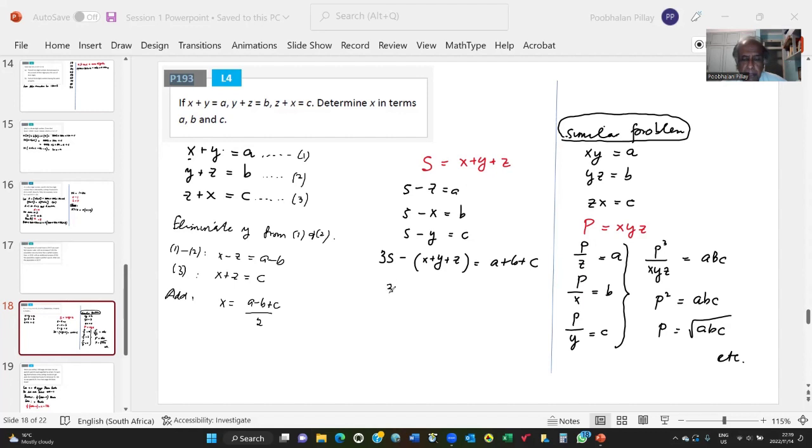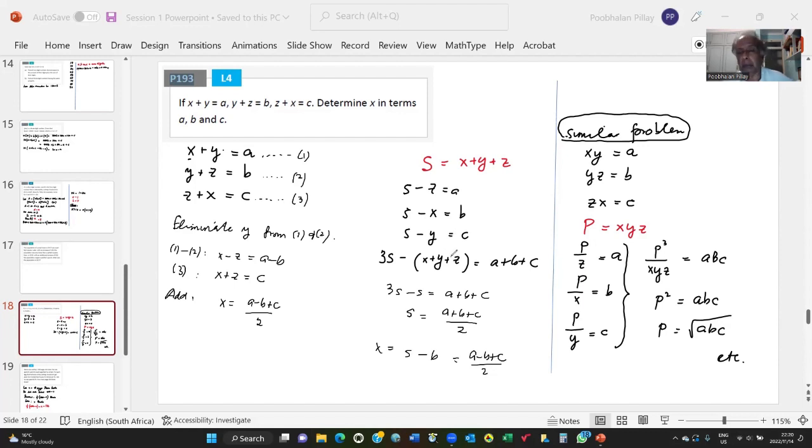So here you have 3s minus s equals a plus b plus c, and that's 2s equal to a plus b plus c, so s is a plus b plus c over 2. And you're asked to find x. So x, from the second equation here, is equal to s minus b. If you substitute for s and simplify, you'll get the same thing.